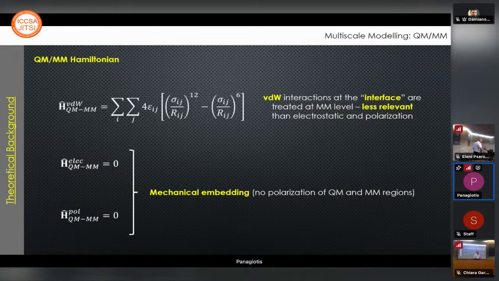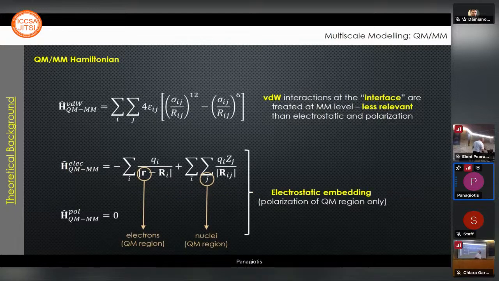So this is the worst embedding we can use, of course, but it's computationally very efficient. Well, in the electrostatic embedding, we include the charges from the classical region in the electrostatic term of the interaction between QM and MM region. So here we are considering the polarization of the electron density in the QM region by these charges. However, the polarization term is set to 0 again. So we don't consider the polarization of the MM region because of the QM region. Okay, only polarization of the most important part, which is the QM region.